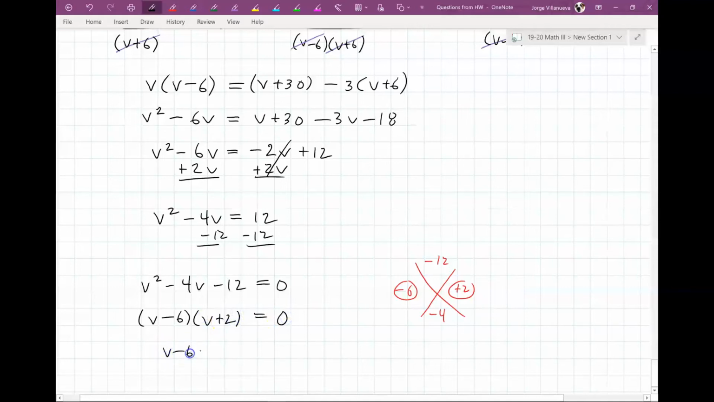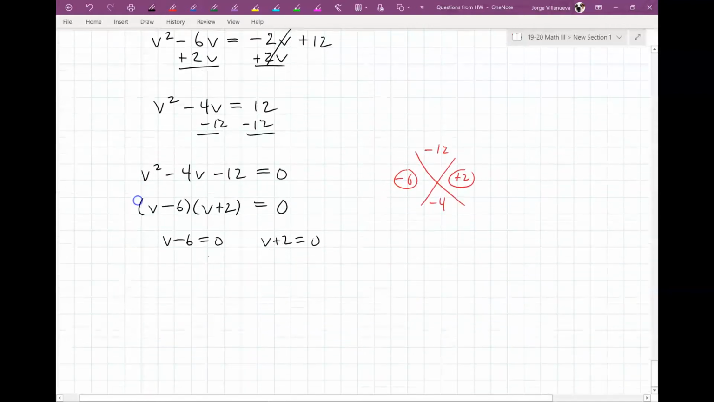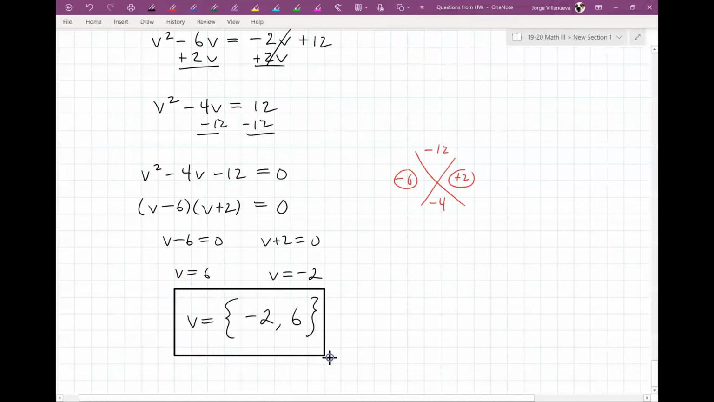Now go ahead and set both of these up so that you can solve them. So we get that V must equal 6 and V must equal negative 2. So to write your answers properly, you need to put a negative 2, comma, and a 6. I think they make you separate them by commas in the program. So there you go. This is what it would look like, your two solutions for that problem. If you have any more questions, please let me know.